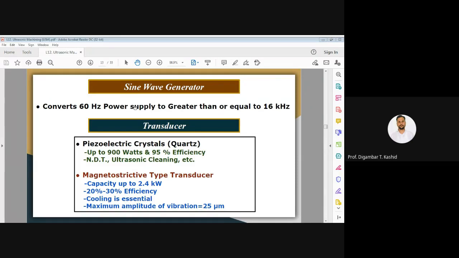Because we require high ultrasonic frequency but the amplitude of vibration should be low, for that purpose you can go for the magnetostrictive type transducer.